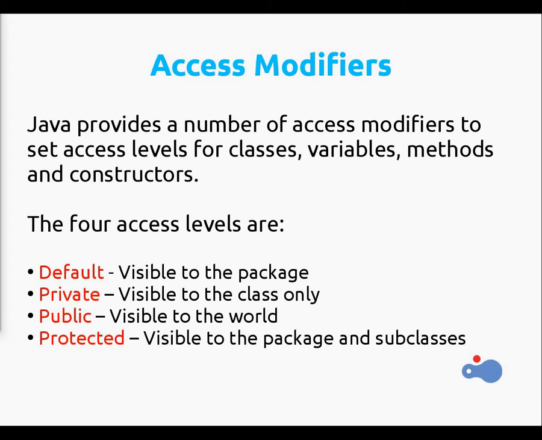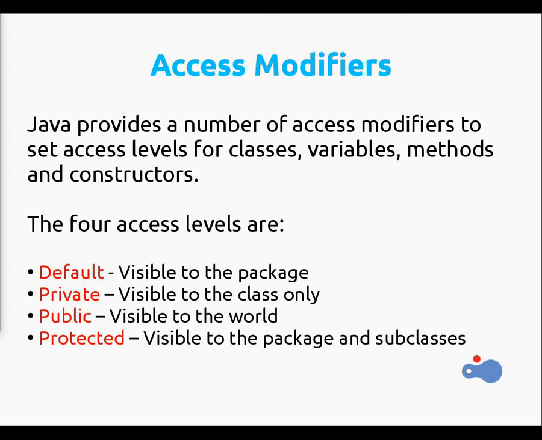Okay, so Java provides a number of access modifiers to set access level for classes, variables, methods, and constructors. The four access levels are default, which is visible to the package only, private, which is visible to the class only. So if you have a class or a variable that's private, it can only be accessed from within that class. Public means it's visible to the entire world, or in other words, visible to the entire software.